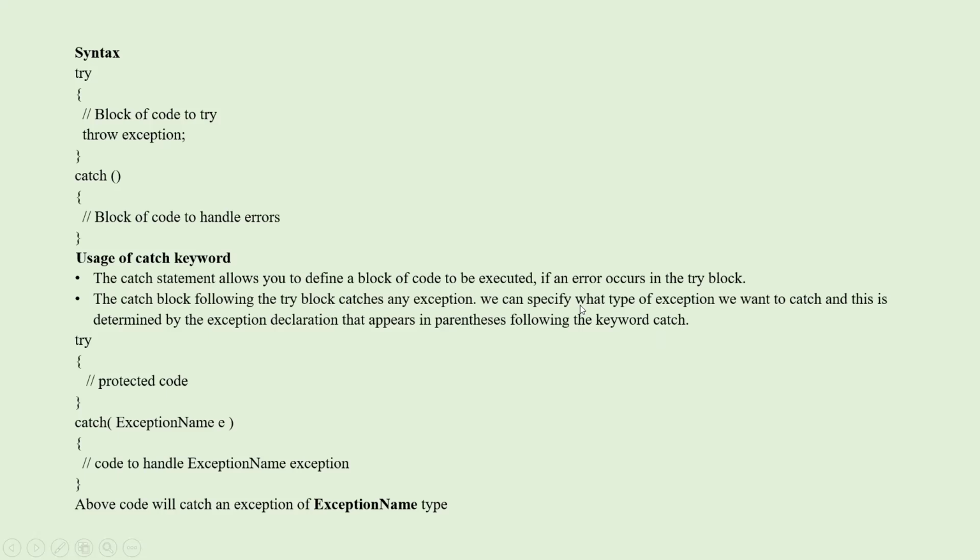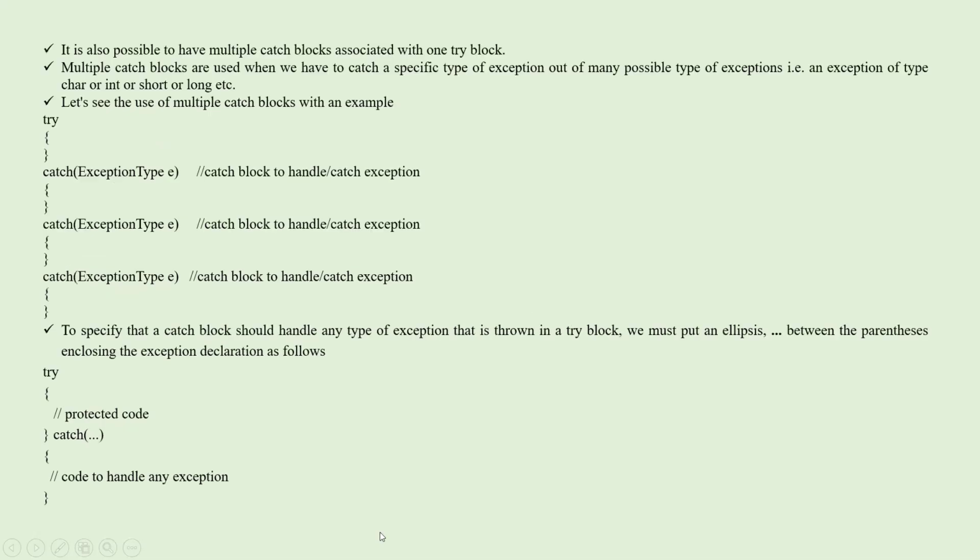We can specify what type of exception we want to catch, and this is determined by the exception declaration that appears in parentheses following the keyword catch. Example: catch, exception name, give a variable name, say e. Code to handle the exception can be written inside the catch block. The above code will catch an exception of the exception name type.